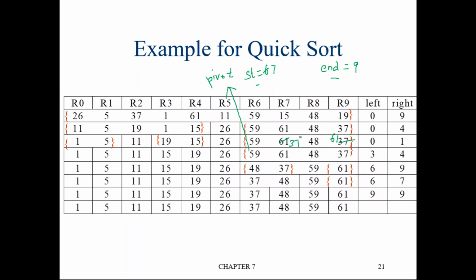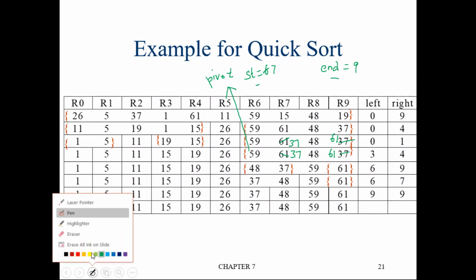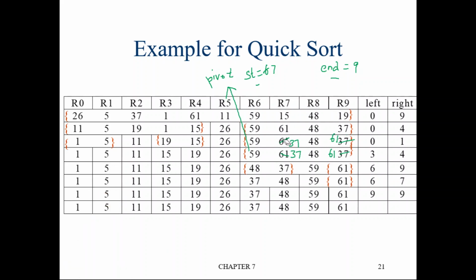Again continue. Let us do here 37 and 61. Now again check, is the element at start location less than or equal to the pivot element? Pivot element is 59. Currently start is 7. The element at 7th location is 37. It's less than pivot element, which is 59. So increment start. Previously it is 7. Now it will become 8. So this is start now.